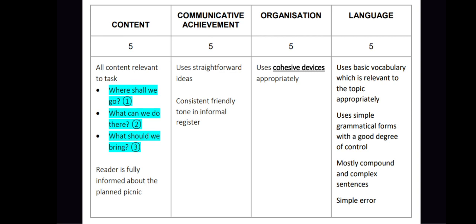And then for the language, you can see they use basic vocabulary, which is very relevant to the topic. You don't have to use very high level words for this one because it is actually quite simple. Amy just now asked you a very simple question, so you also have to answer in a very simple manner. And then use simple grammatical forms with a good degree of control, and mostly compound and complex sentences. Last one, simple errors. As long as the error doesn't impede meaning, that means we can still understand what you are trying to convey, you can still get 5 for your language. So for the sample answer just now, that person can actually get 20 for that answer.